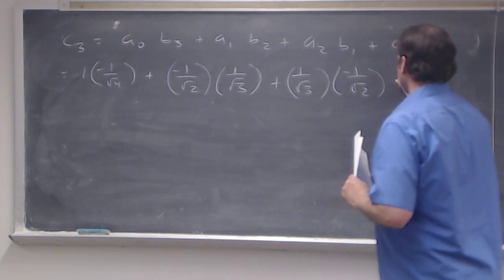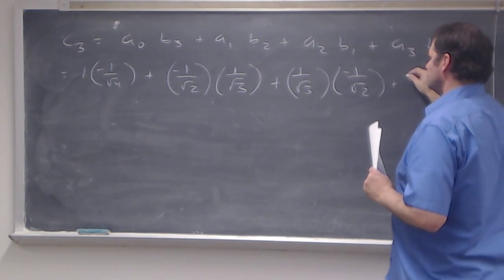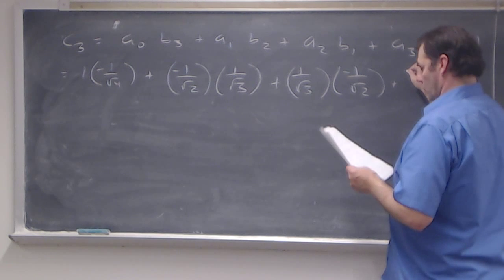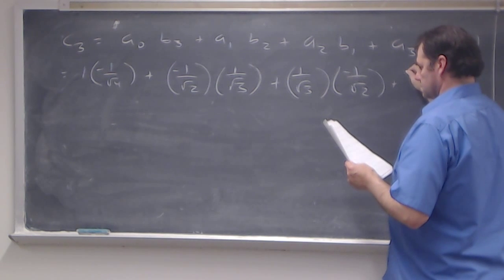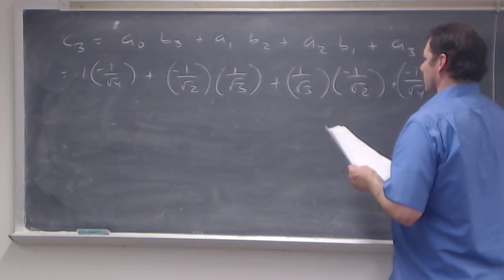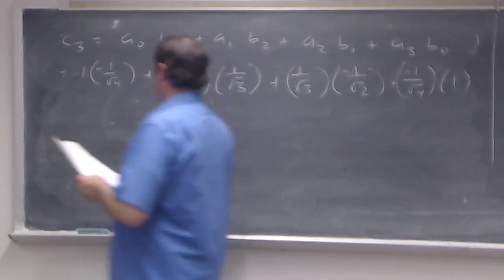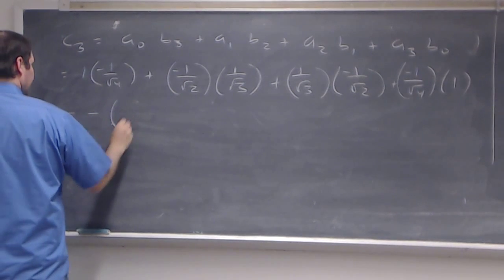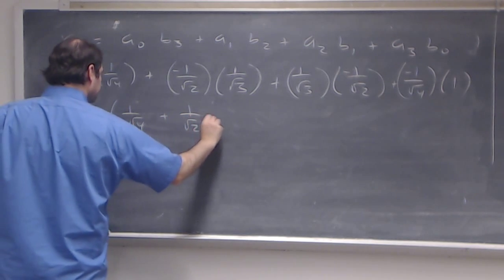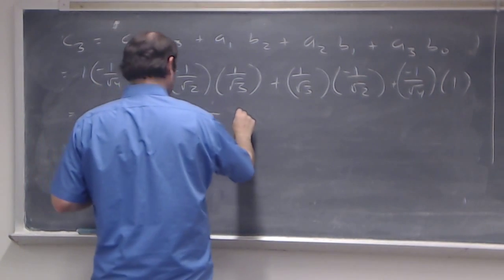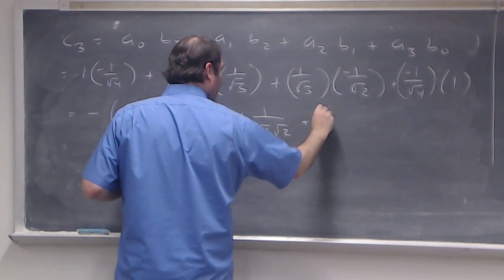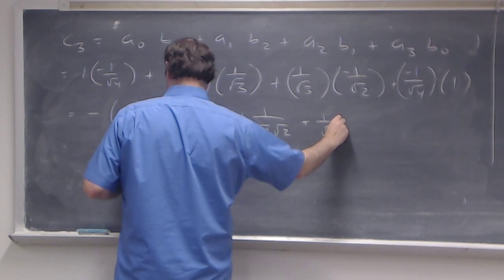And a sub 3, that's going to be, I think it's 1, no, it's minus 1 over the square root of 4. And then b sub 0 is just 1. And that's equal to, if you want, it's minus, and it'd be 1 over the square root of 4 plus 1 over the square root of 2 times square root of 3. Plus, again, the same thing, 1 over square root of 3 times square root of 2 plus 1 over the square root of 4.